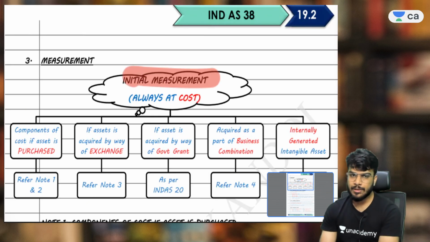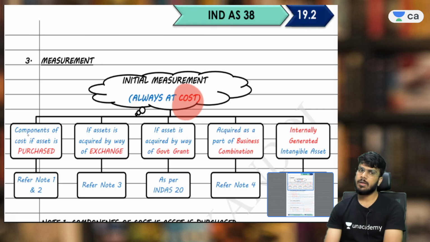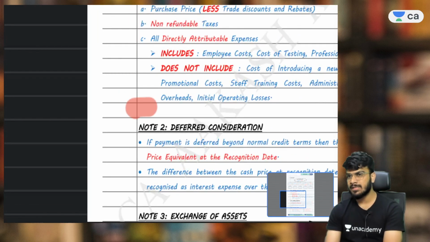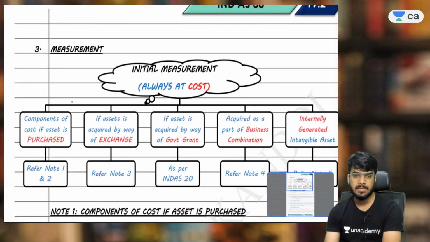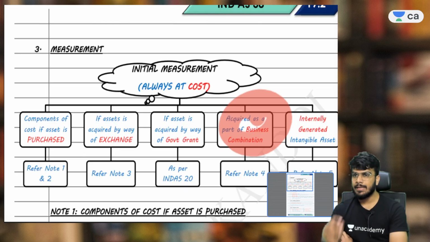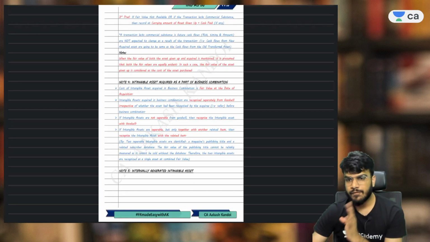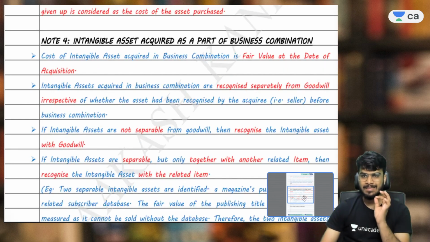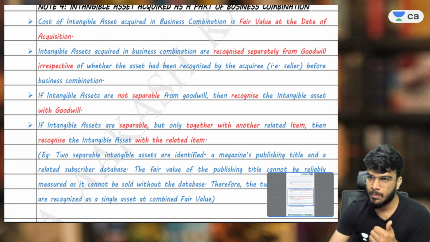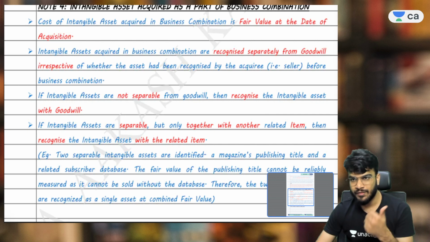For example, in case of initial measurement, it will always be at cost. If the asset is purchased, everything is the same as PPE, except there is no decommissioning, because there is no substance in an intangible asset. Exchange is the same. Government grant is the same. What if you acquire any asset in a business combination? There are 4 points which you need to remember. Please listen to me carefully. First of all, if you acquire any intangible in a business combination, you will record that intangible at fair value. First point.